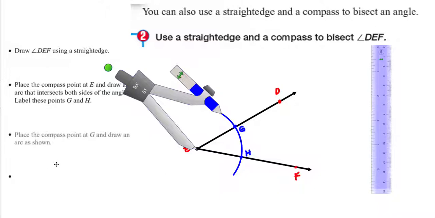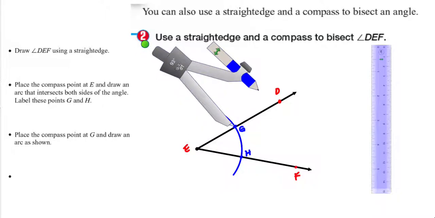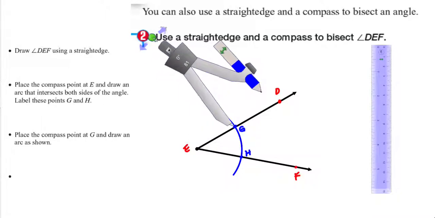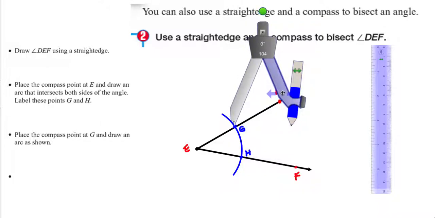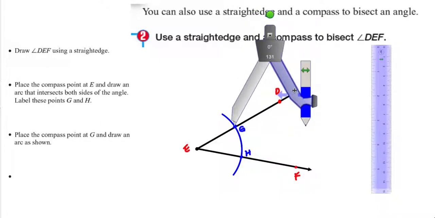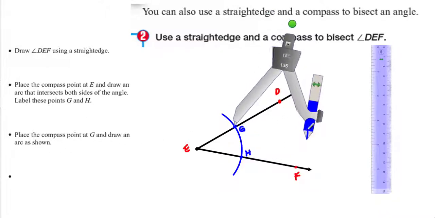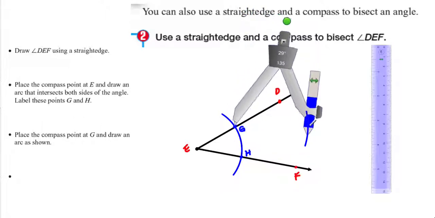Step number 3 is simply to place the compass point at G and draw an arc as shown. Get the point at G right there, then make sure the compass is somewhere inside the angle and create an opening. It doesn't matter how big that opening is, but do not change it because we will always use the same opening. In this case, my opening is 135 degrees. Your compass will not show an angle measure. So place the compass at point G and draw an arc inside our angle, like that.